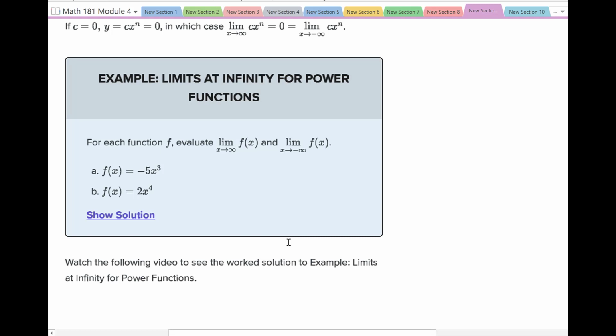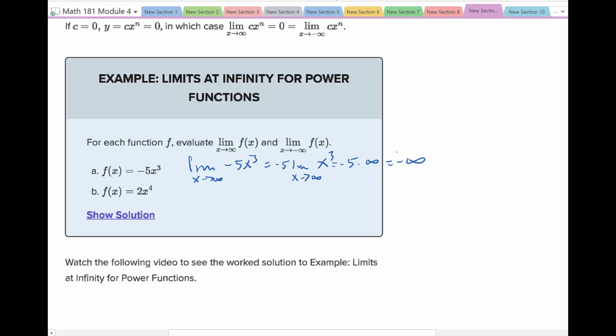So here it says for each function f, evaluate the limit as x approaches infinity of f of x and as x approaches negative infinity of f of x. So for our first one, we look for the limit as x approaches infinity of negative 5x cubed, and that's going to be negative 5 times the limit as x approaches infinity of x cubed. That's going to be negative 5 times infinity, or negative infinity.